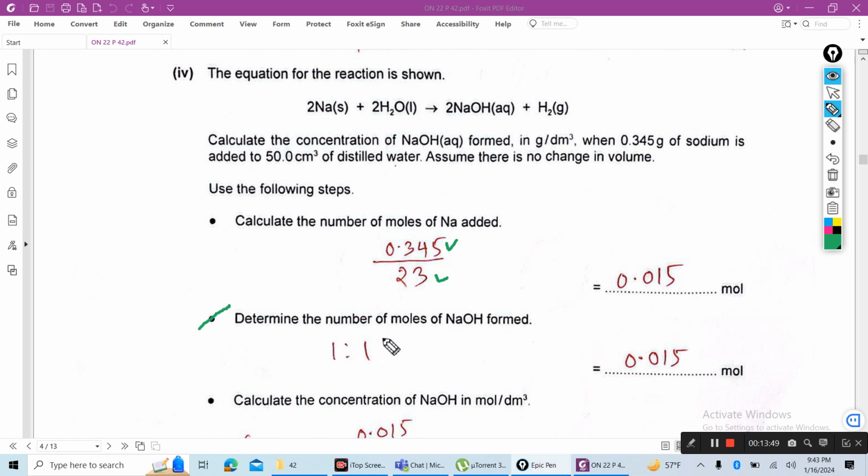This determines the number of moles of sodium hydroxide formed. Sodium 2 mole, sodium hydroxide 2 mole. 2:2 means 1:1. So moles of sodium hydroxide will be same as sodium mole. So number of moles of sodium hydroxide also will be same, 0.015 mole.